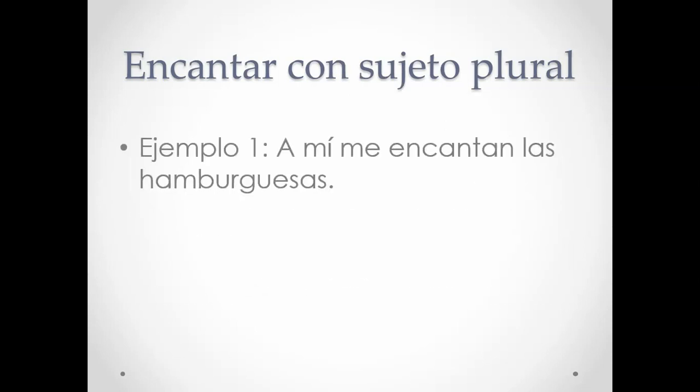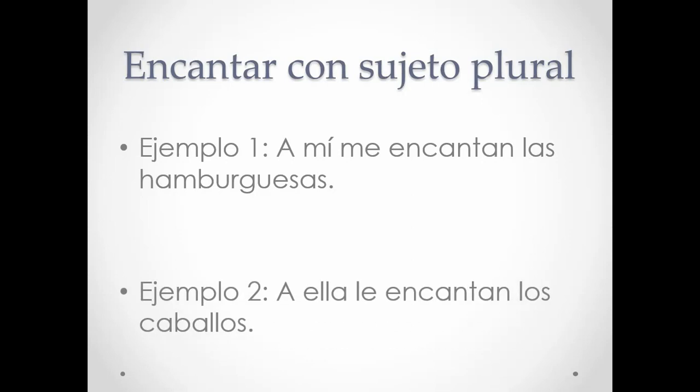Ejemplos. A mí me encantan las hamburguesas. I love hamburgers. So before las hamburguesas, encantan is the form for that plural thing that I like. Or a ella, sorry if you heard that crash. A ella le encantan los caballos.